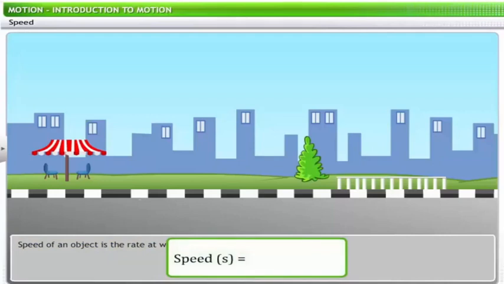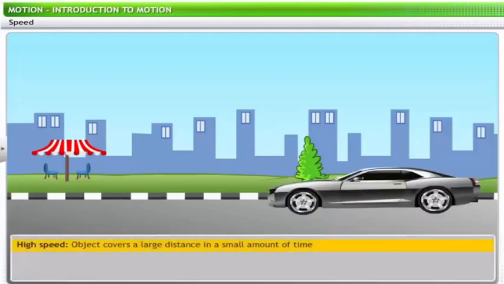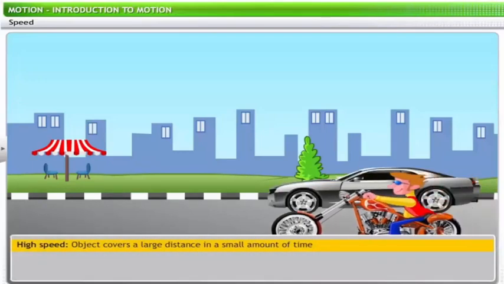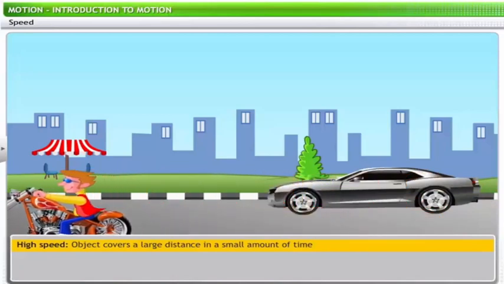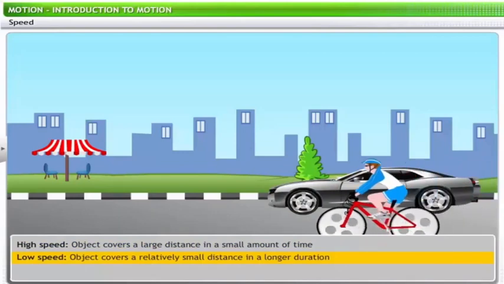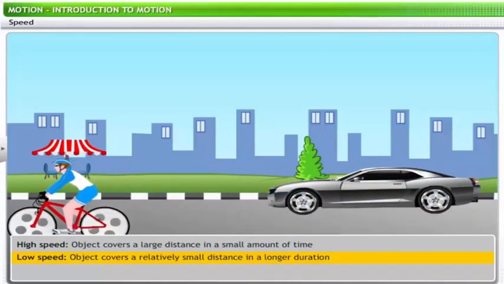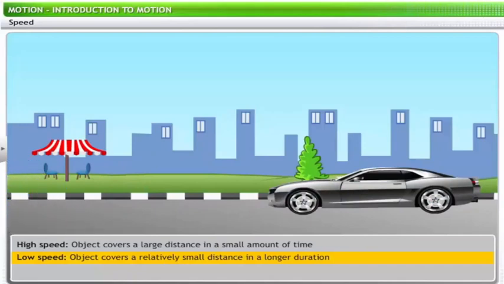Speed is calculated as a ratio of distance covered to the time taken to cover that distance. Thus, an object that covers a relatively large distance in a short amount of time is moving at a high speed. Conversely, a slow-moving object has a low speed and covers a relatively small amount of distance in a relatively longer duration. An object at rest has no speed.